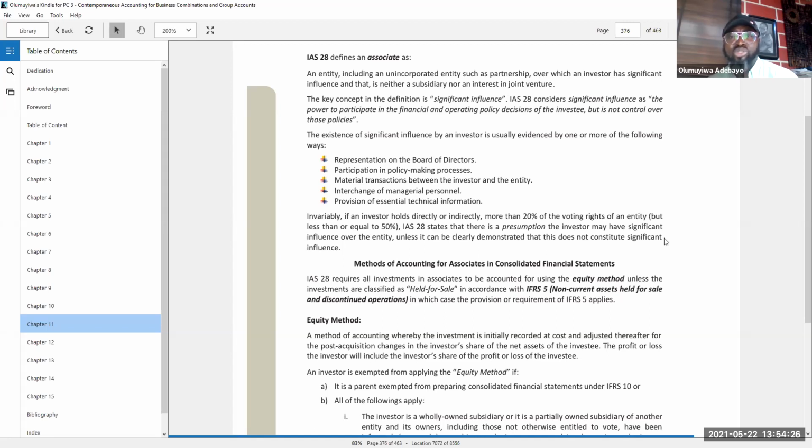The question then is, for us to appreciate what a joint venture is, we need to have an understanding of the kind of arrangements that could give rise to a joint venture and what alternative such an arrangement can give rise to, if not a joint venture. And that is why chapter 12 of my book, which is titled Contemporaneous Accounting for Business Combination and Group Accounts, will give us a clue towards answering this question.